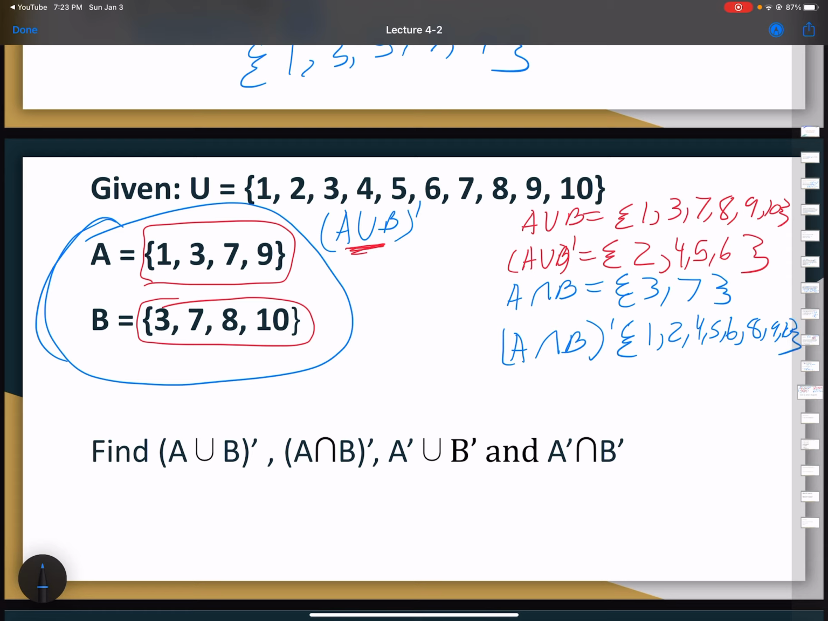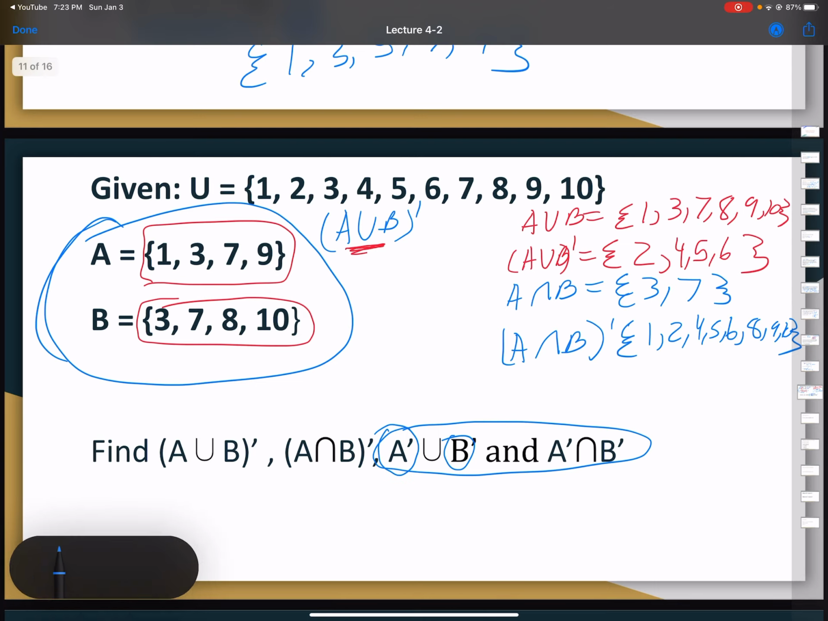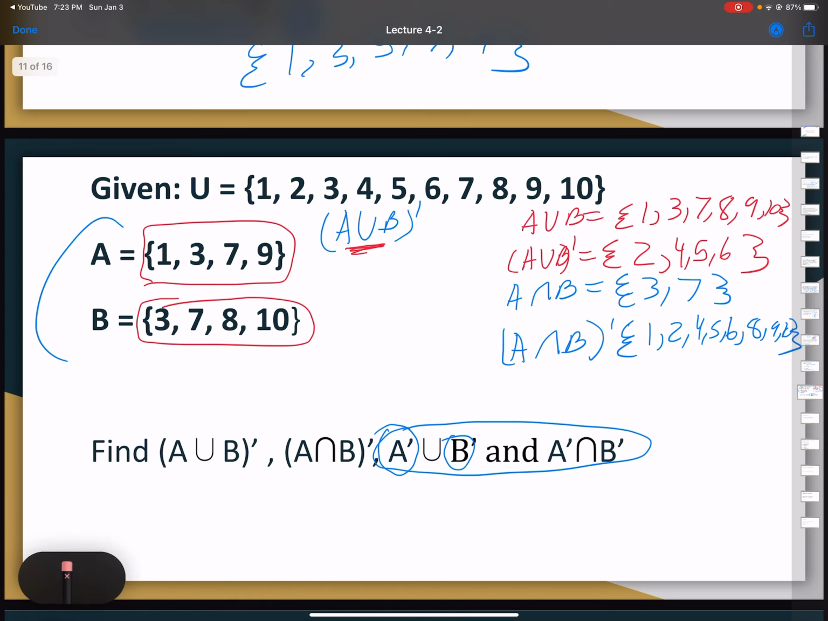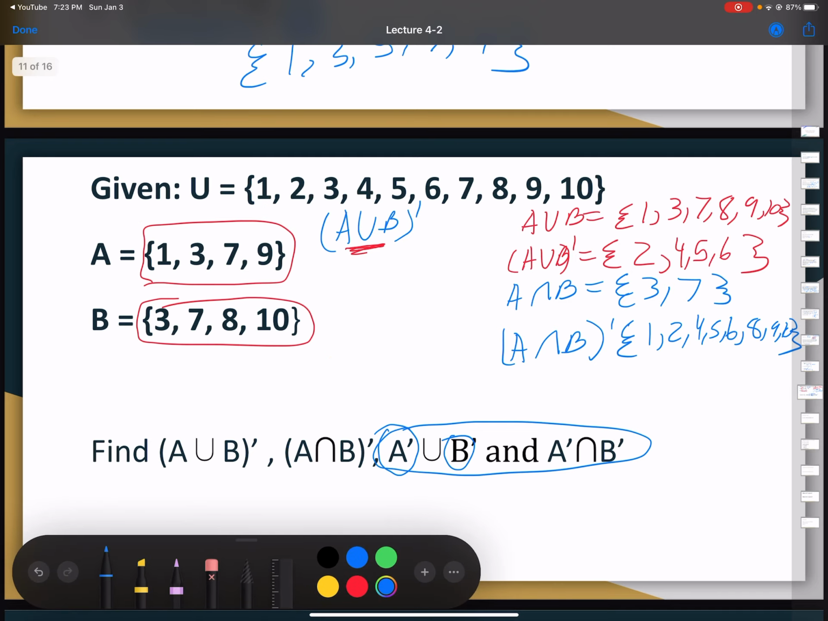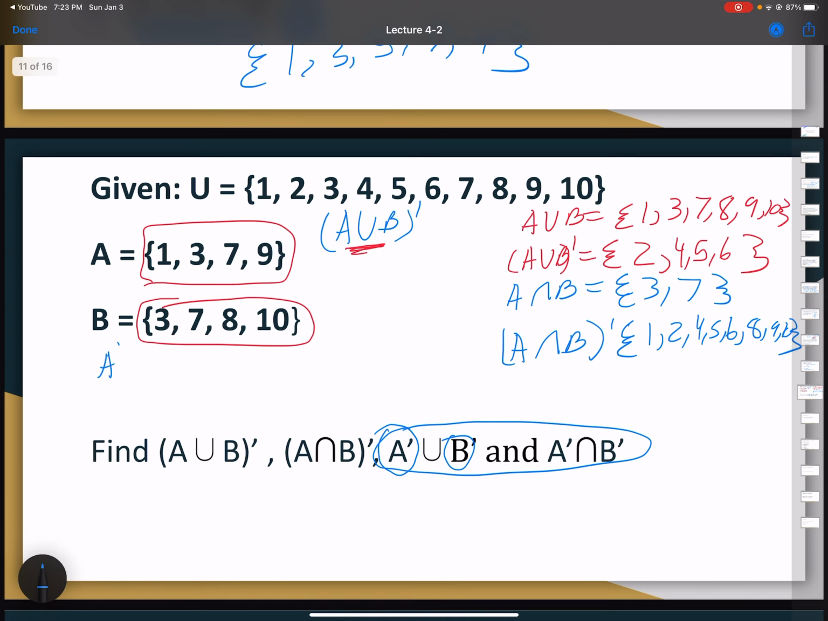And so now we have these other two problems. This time there are no parentheses. We have an A, we have a B, but we don't have A complement or B complement. So let's find them. And we'll put them right next to A and B. We'll say A complement is equal to, we have a 1, so we need a 2. We have a 3, we need a 4, 5, 6. We have a 7, we need an 8. Have a 9, need a 10.